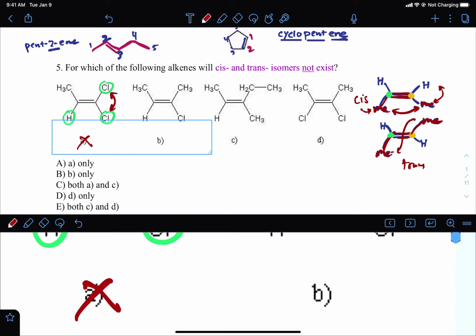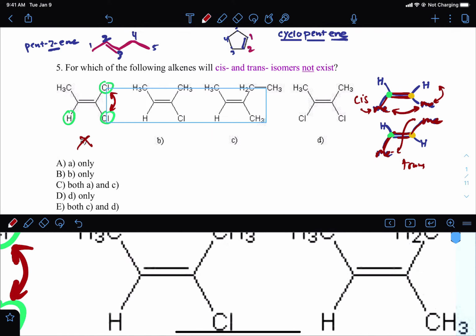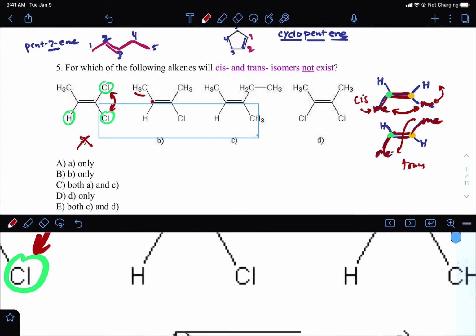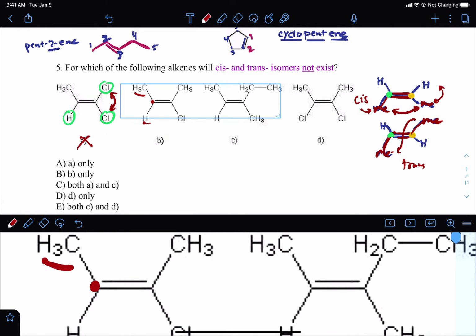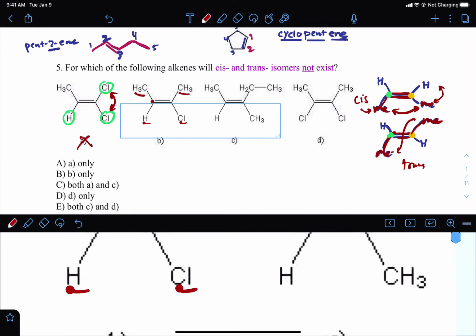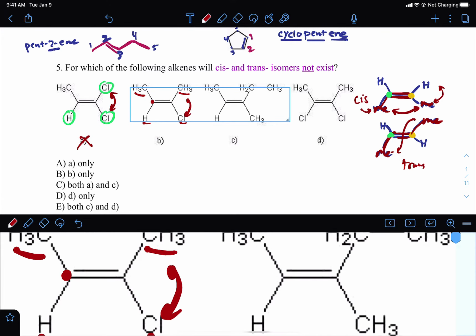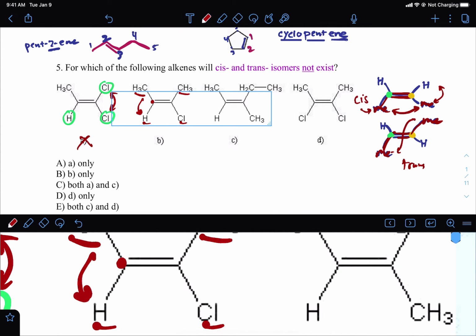What else do we have? All of them work then. So notice that in molecule B, on one side we've got a methyl and an H, and on the other side we've got a methyl and a chlorine. So you can imagine that if we swapped these groups, you get a different structure.